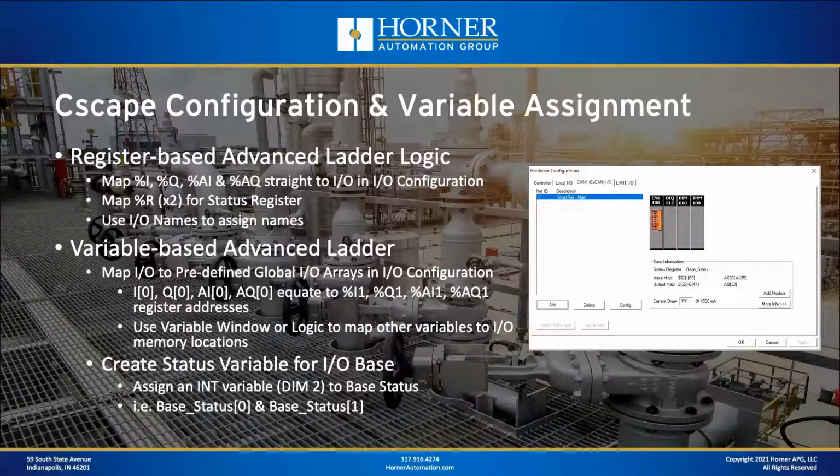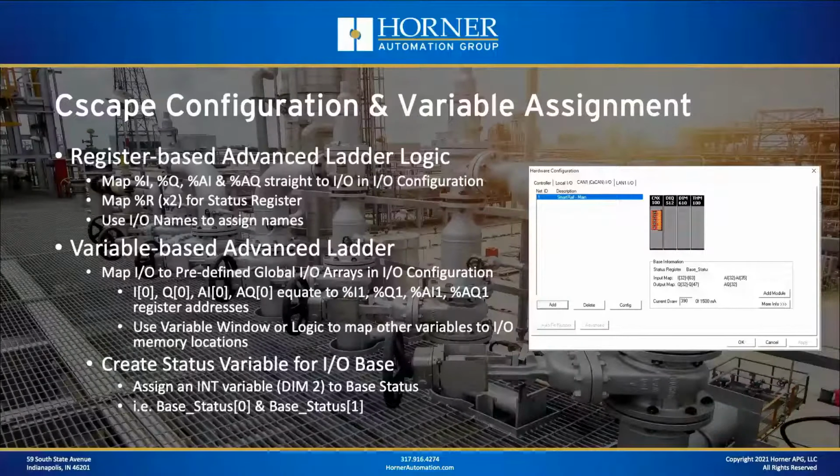So when you go into the I/O configuration tool in CsCAN and you're using variable-based advanced ladder, now you're going to reference those I/O arrays in the configuration instead of the %I, %Q, %AI, and %AQ memory references directly. And then to tie those locations over to a variable name, you can either use the variable window tool, or you can use logic to map those global array references over to other variables. And we'll show you that in demonstrations. I know it's a little more complicated to describe than it is really just to show you.